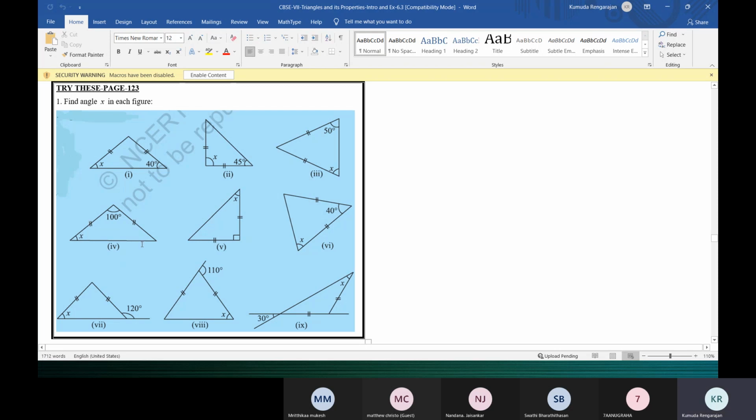So x plus x is 2x. 2x plus 100 is equal to 180. 2x is equal to 180 minus 100. 2x is equal to 80. x is equal to 80 by 2. x is equal to 40 degrees. In the fourth one, the value of x is 40 degrees.